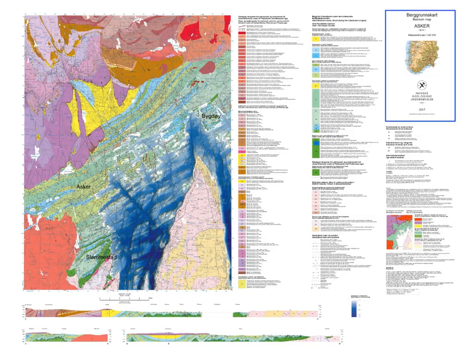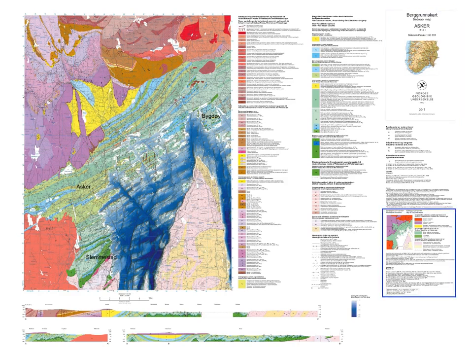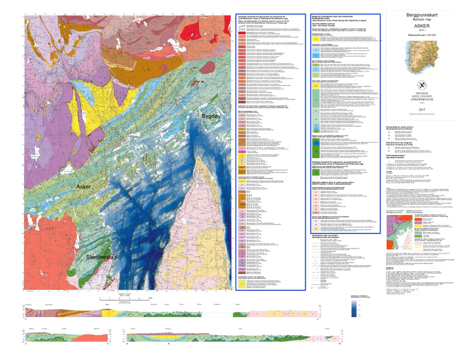The map has a main description. It is at scale 1 to 50,000. So 1 centimeter is 500 meters, and it was published by the Norwegian Geological Survey in 2017. The map also has a geological overview, which describes the main tectonic units, and when and by whom the map was completed. Then, we have a description of the stratigraphic units.